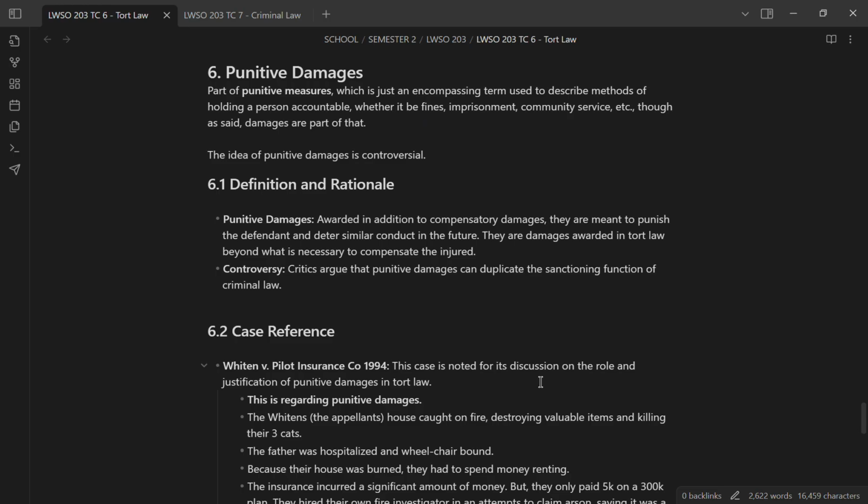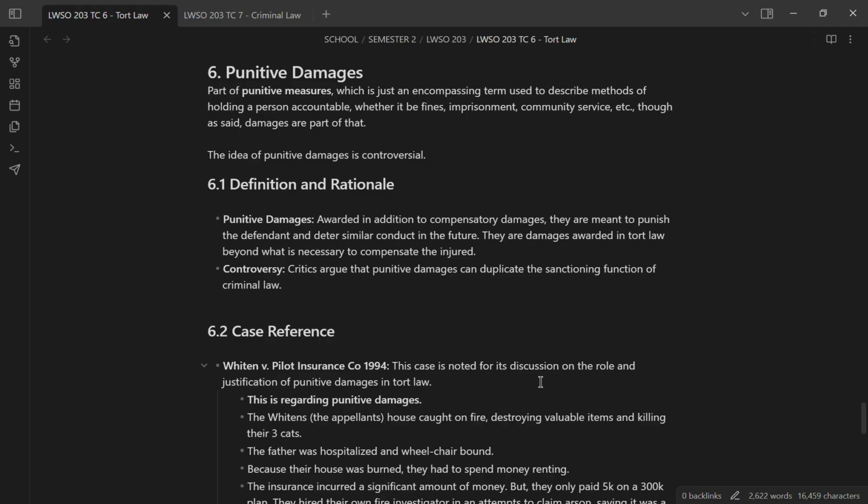The idea of punitive damages is a little bit controversial. The reason for that is because critics argue that punitive damages can duplicate the sanctioning function of criminal law. Personally, I don't think it matters that much.